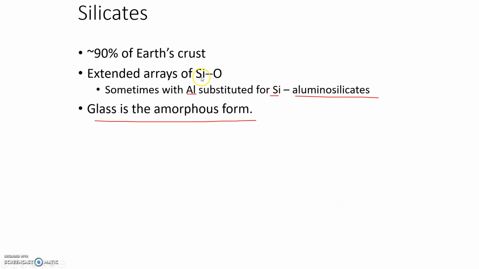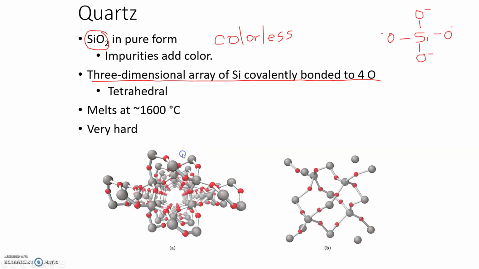Silicates are made of silicon and oxygen. Sometimes aluminum substitutes silicon and makes aluminosilicates. They make glass, which is an amorphous form. Quartz is colorless, but sometimes it has some color because of the impurities it contains. They make a three-dimensional array of silicon covalently bonded to 4 oxygens, making something like this. They melt at around 1,600 Celsius degrees and they are very hard.